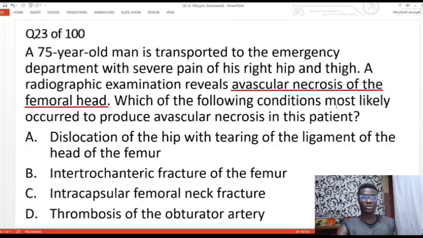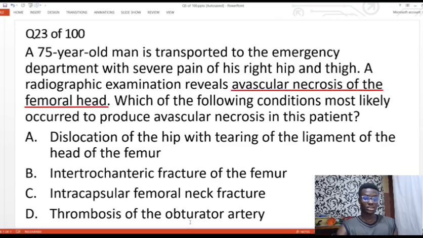and that is what will result in avascular necrosis. Avascular necrosis basically means the death of a particular region due to blood loss or due to inadequate blood supply to that region. That is what it means. So an intracapsular femoral neck fracture will result in damage of the retinacular branches of the medial and the lateral circumflex femoral artery, and it will result in avascular necrosis of the femoral head.